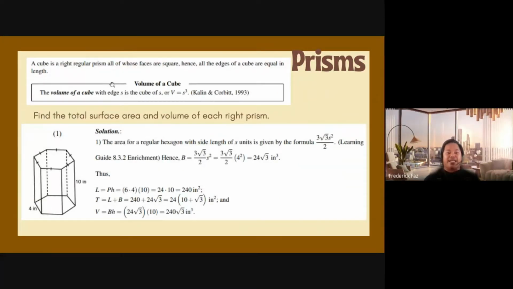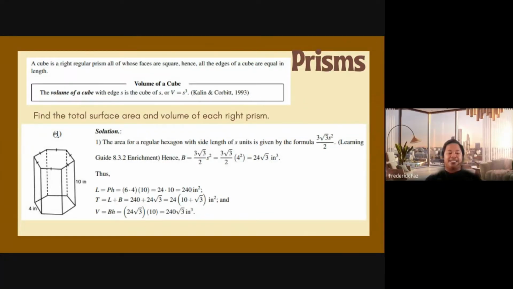A cube is a right regular prism. All of its faces are square since all the edges of a cube are equal in length. We have here the volume of a cube. The volume of a cube is represented by S cubed, where S is the edge of the cube.